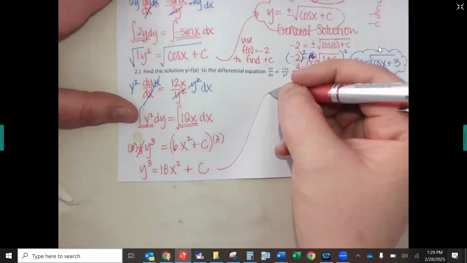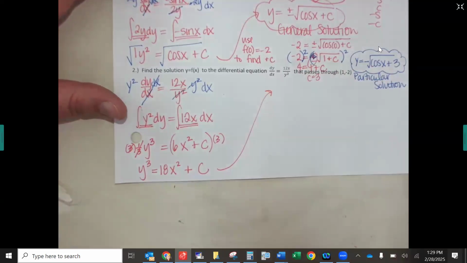Okay, last step. We have a y cubed. We need y by itself. How do we undo the cubed?